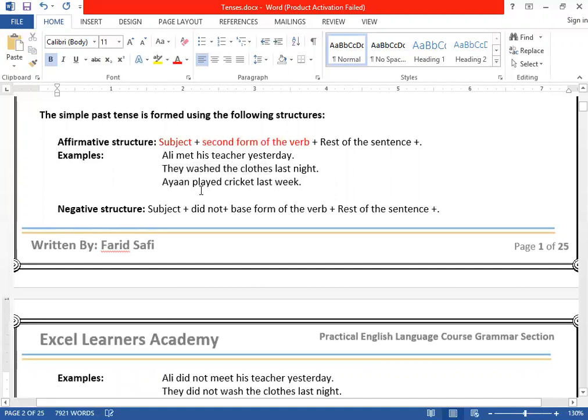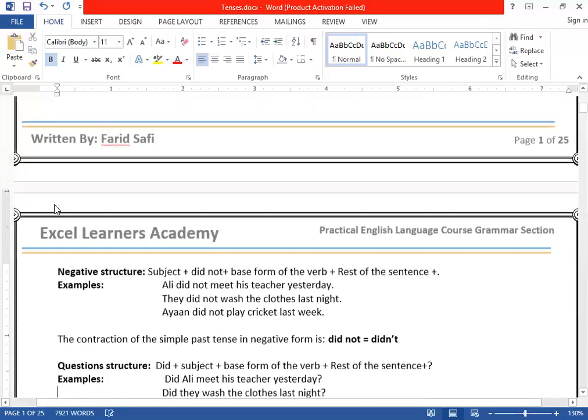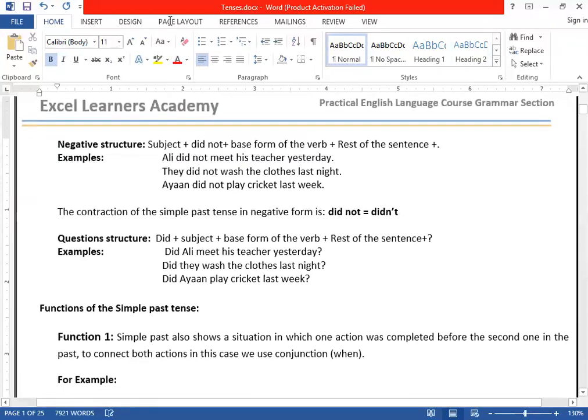Now, if you want to take the negative one, let's study the negative structure. In negative, with all subjects, we use did not. First of all, we will use subject, like this is my subject, and after subject, what do we need to use? Did not. Clear? And the short form of did not is didn't. Very good. Here I have mentioned didn't. And after didn't, whenever you use did in a sentence, remember we use the base form of the verb after did. First form of the verb, or you can say base or root form of the verb, will be used in that case. And then the rest of the sentence.